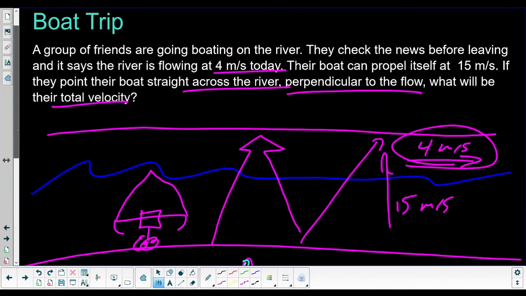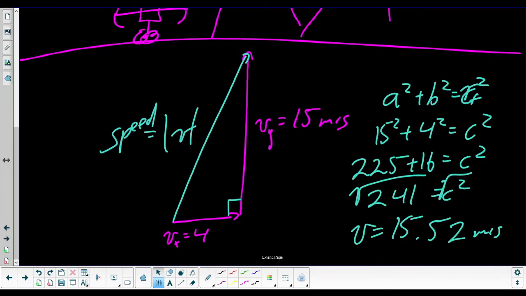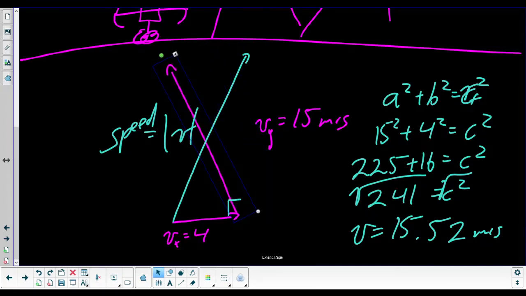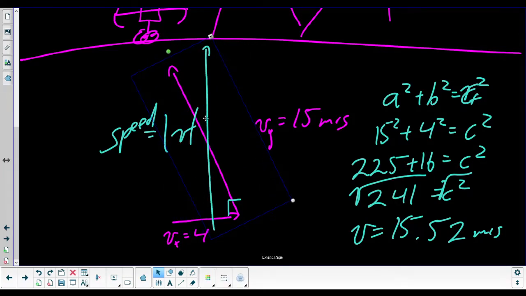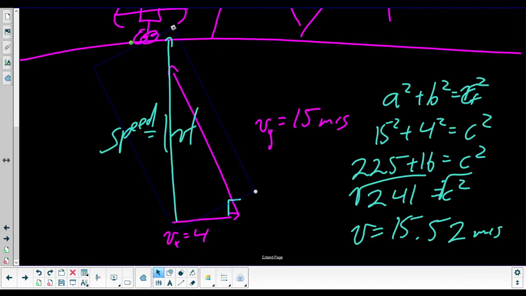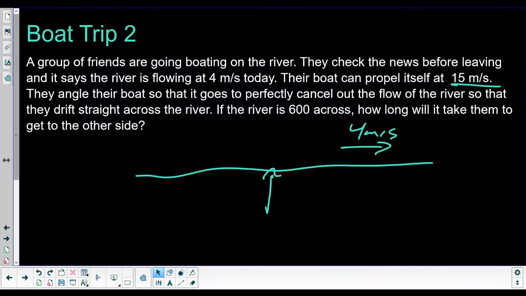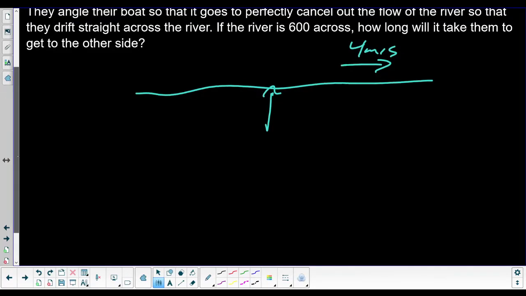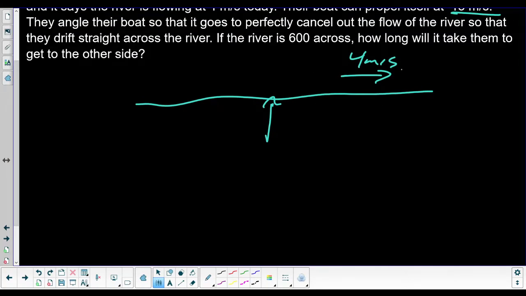So basically what they're trying to do here is they're going to turn their velocity so that the resulting velocity is perfectly aligned with the river. They're going to use some of their 15 meters per second to cancel out the 4 meters per second to get them going straight across rather than drifting downriver. So how are we going to figure this out? Well, we know that the river is flowing at 4 meters per second. So we have a 4 meter per second this way.